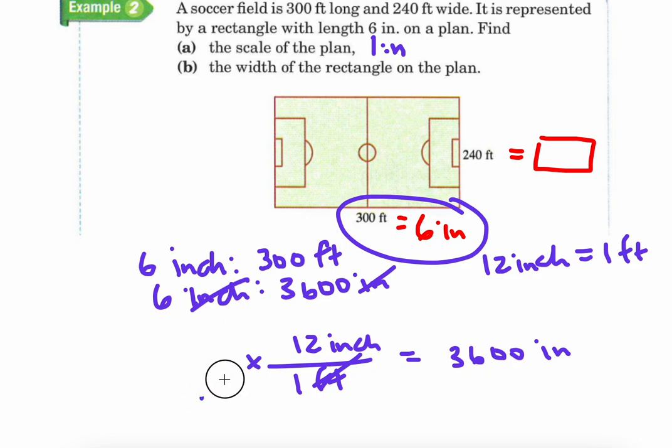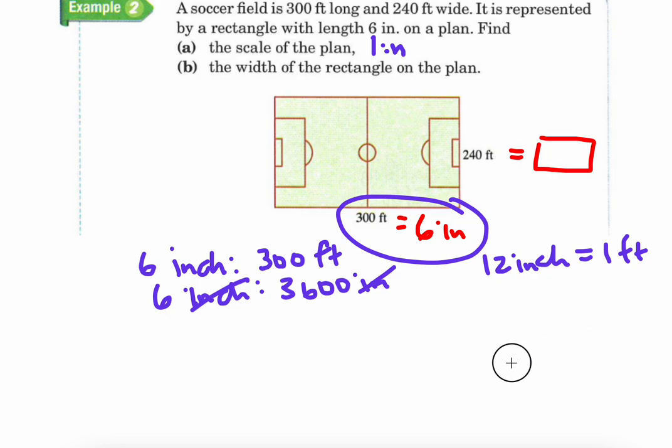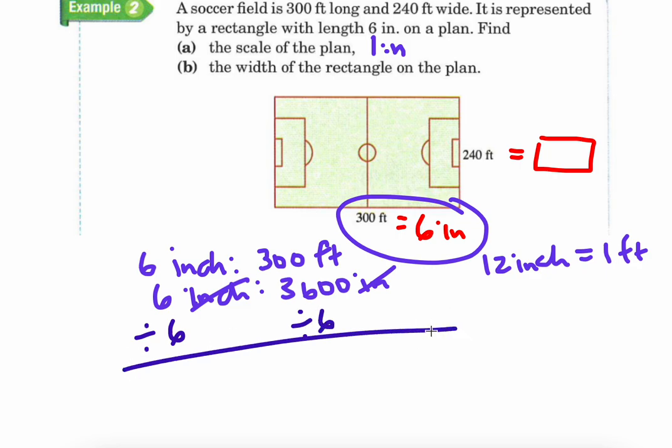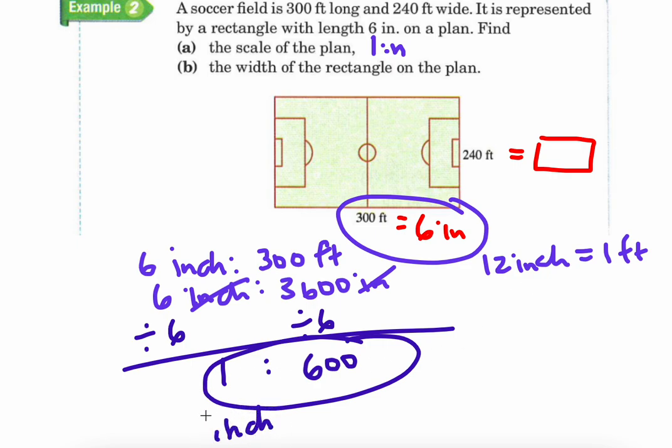So let me erase this so I have more room. How do I get my 6 to get to a 1? Well, let me divide that 6 by a 6, which means I have to do the other side the same thing. 6 divided by 6 is 1. 3,600 divided by 6 is 600. So this is my scale, 1 to 600. Every time I see 1 inch on my plan, it really means 600 inches in real life. But I'm just putting it down to a scale that's more manageable. So 1 to 600 is my actual scale.